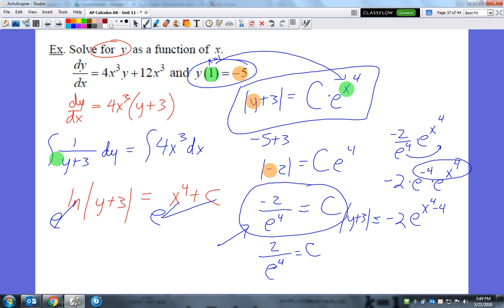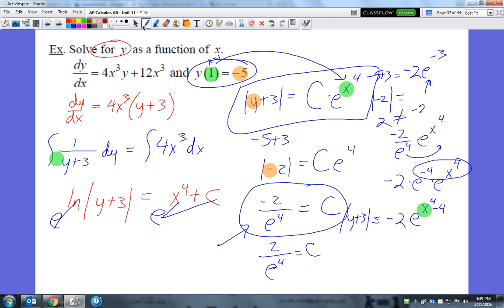Now we can just check our variables. If I plugged in 1 for x, I would get 1 to the fourth is 1, minus 4 is negative 3. So I'd get negative 2 e to the negative 3 is equal to, and then I get negative 5 plugged in for y, plus 3. I'd get negative 2, and the absolute value of that wouldn't equal this negative 2. Well, the absolute value of negative 2 is 2. It would not equal what this is over here.